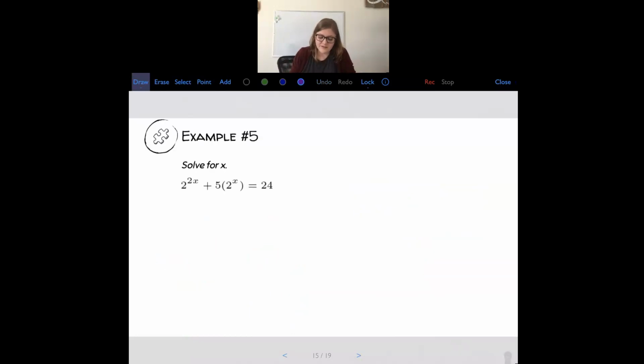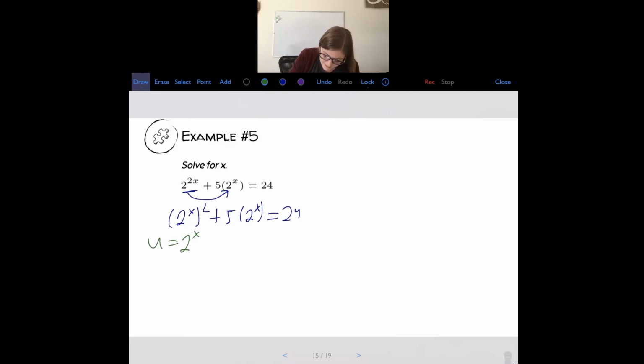Okay. So the last one that we'll talk about, solve for x. So we have 2 to the power of 2x plus 5 times 2 to the power of x equals 24. So notice that this power is twice, it's got the same base, but it's twice the power of x to give us 2x. It's also kind of looking a little bit like a quadratic. So if I write this as 2 to the x squared plus 5 times 2 to the x is equal to 24, if I make a substitution of u is equal to 2 to the power of x, I would have u squared plus 5u equals 24, which gives us a quadratic that we know how to solve.